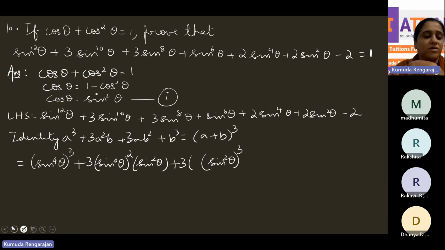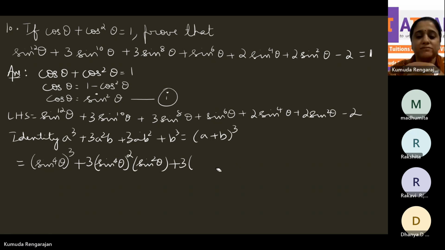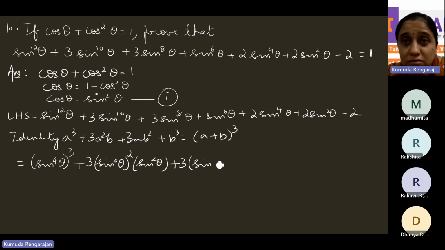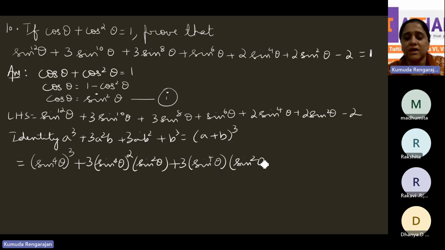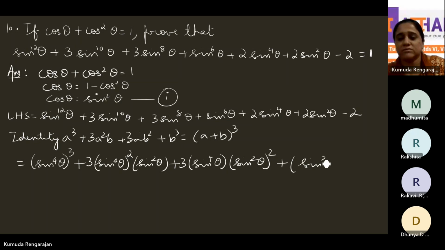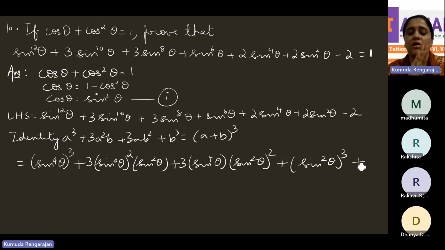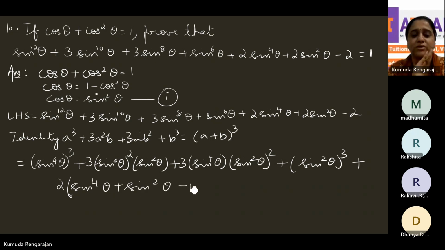Plus 3 into, tell me what is ab square? 3 into sine theta to the power 4. 3ab square: this is b and this is square. And that was already there, I removed it. Plus, now take out 2 common in the next one. 2 into sine theta to the power 4 plus sine square theta minus 1. Close the bracket.